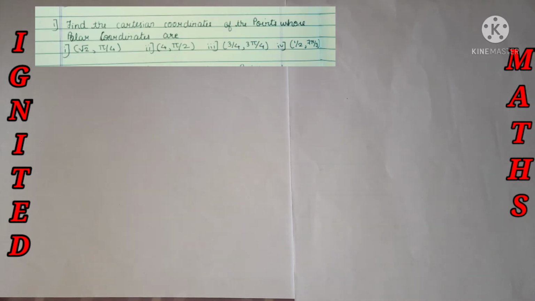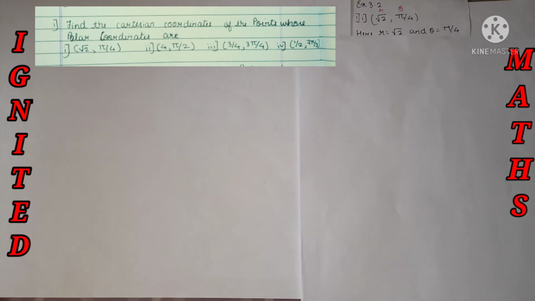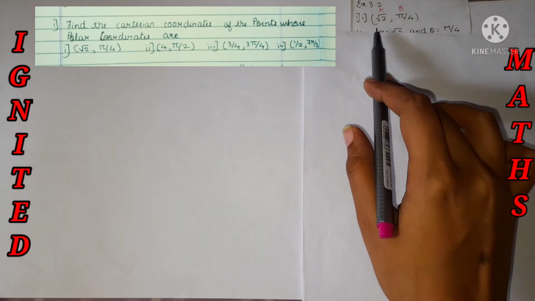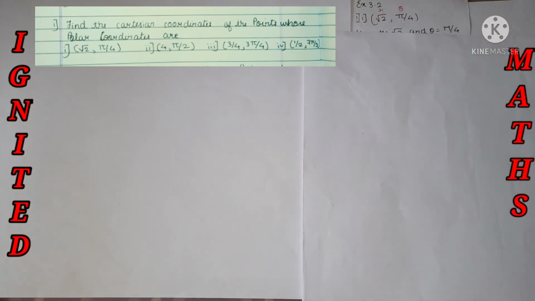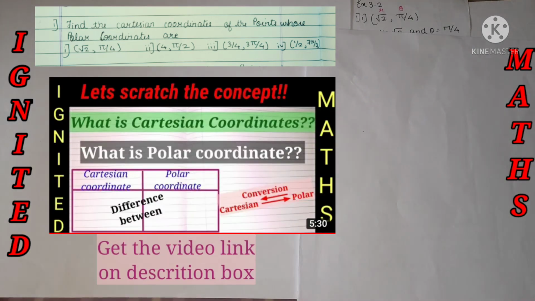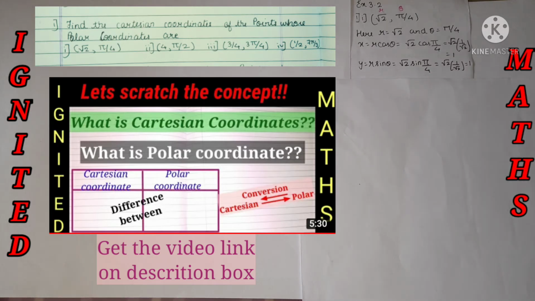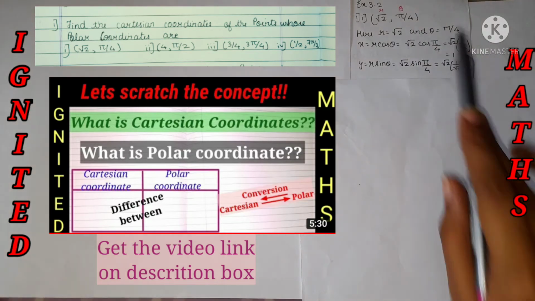So 3.2, the first main question. The question is given as root 2 comma pi by 4. So root 2 is nothing but r and theta is equal to pi by 4. It's in the form of polar, and we need to convert it into Cartesian, that is x comma y. So we have the formula for converting: x is equal to r cos theta and y is equal to r sin theta. Just put the values accordingly and we'll be getting the answer. The r value we know, the theta value is given.